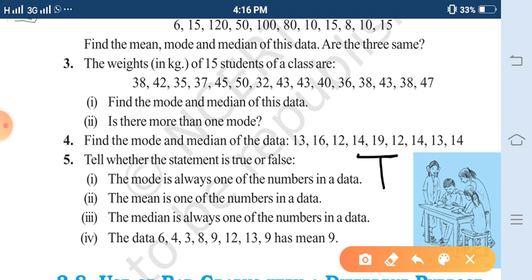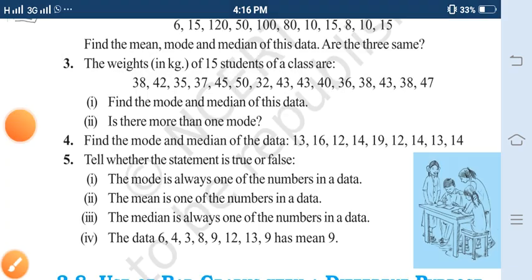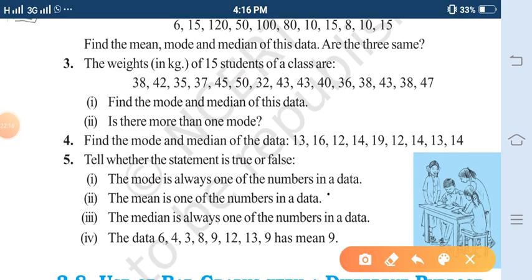The mean is one of the numbers in the data. Students, whenever you find the mean, it can be possible that it belongs to the given data or it cannot be possible. Mean can vary. The means you have found from the given data, you can check whether in every case you have got the answer which is from the given data or not. You will find it is not always true. The second is false.